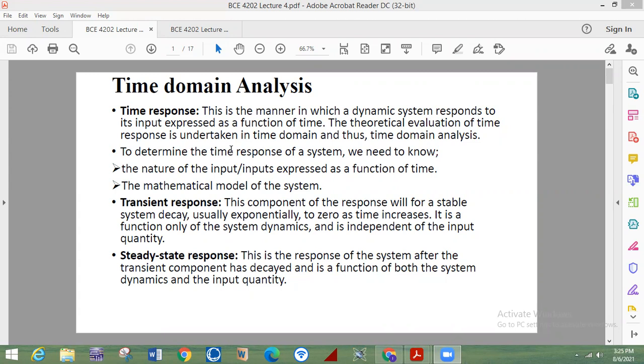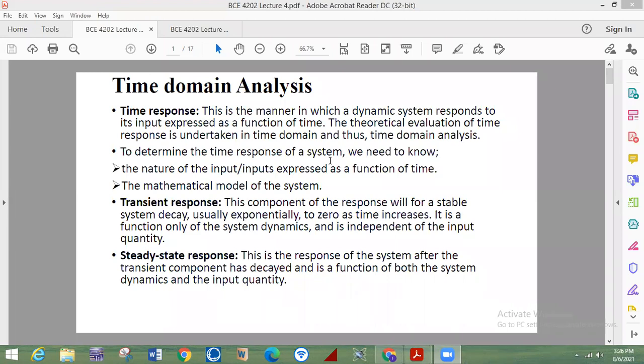The theoretical evaluation of time response is undertaken in the time domain, and thus the name time domain analysis. There are other definitions which we shall expose later. But this bullet says that to determine the time response of a system, we need to know the nature of the input or inputs expressed as a function of time. Secondly, the mathematical model of the system.